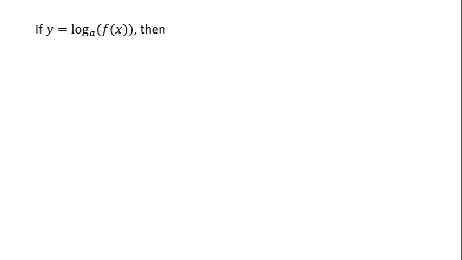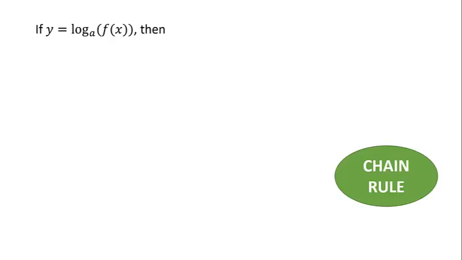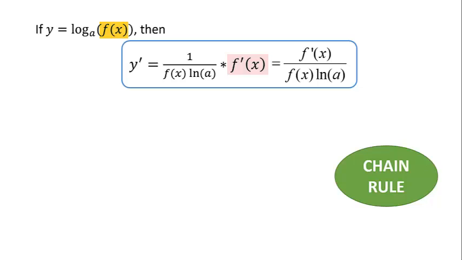What if y equals log base a of a function f of x? Here, we can use the chain rule. Following our basic rule, we see that y prime will equal 1 divided by the function times the natural log of a, and then we simply multiply by the derivative of that inside function, f prime. Note we can also certainly write this as f prime divided by f of x times the natural log of a. Let's do an example.